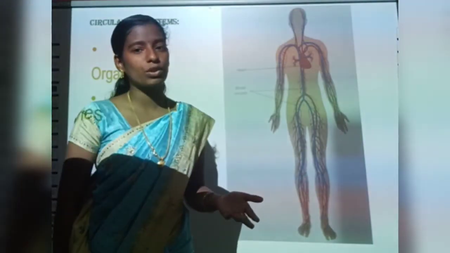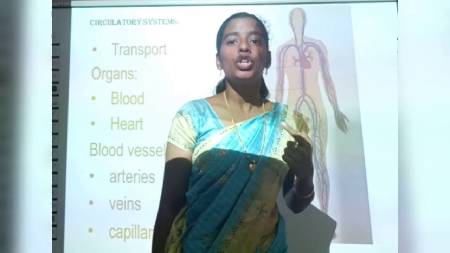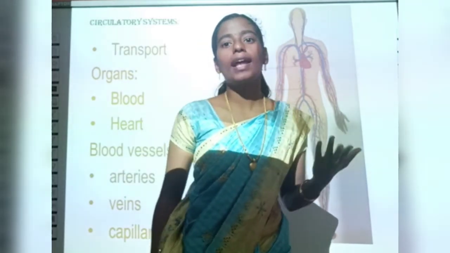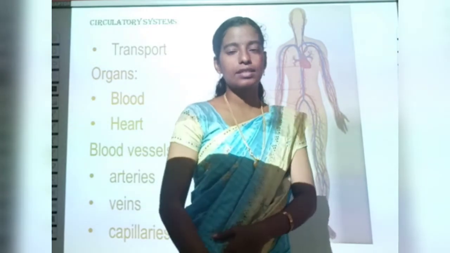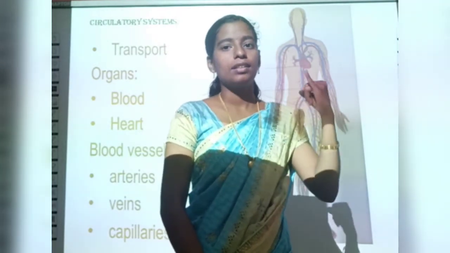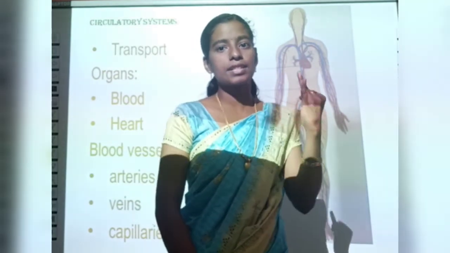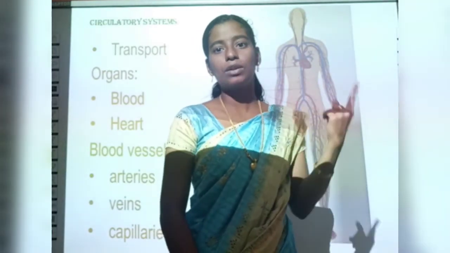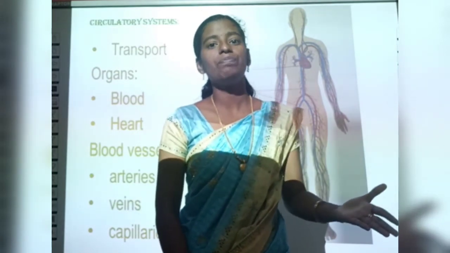In the next class, we can learn about the one system left, that is the urinary system or excretory system. So in this chapter, we have learned about four systems: the digestive system, circulatory system, respiratory system, and the other one left is the excretory system, that you can learn in the next class. And in the next class you can revise the full unit.